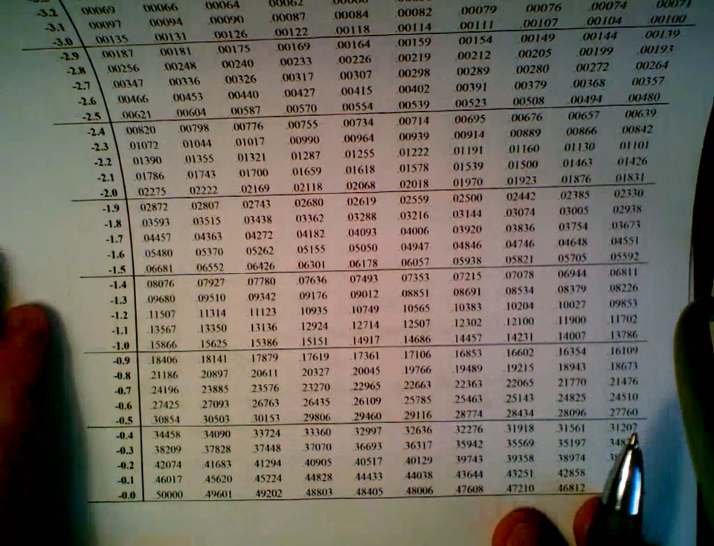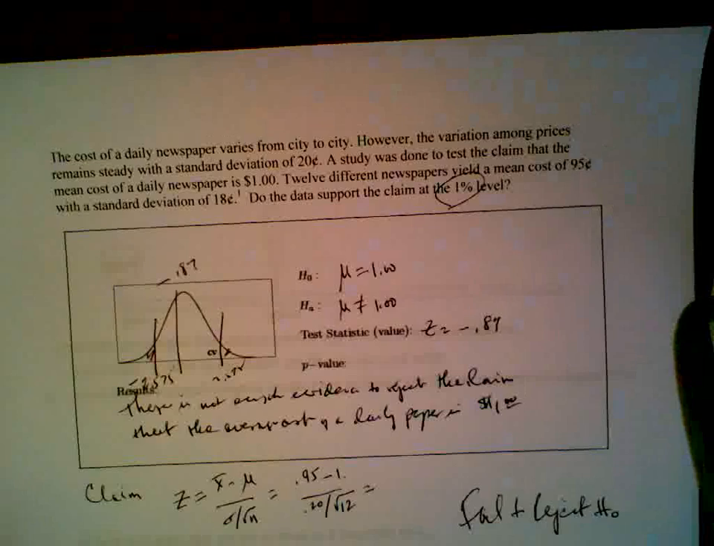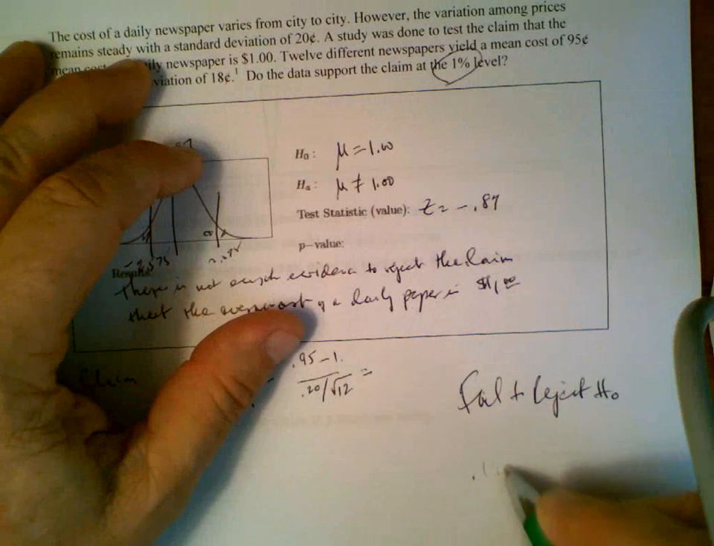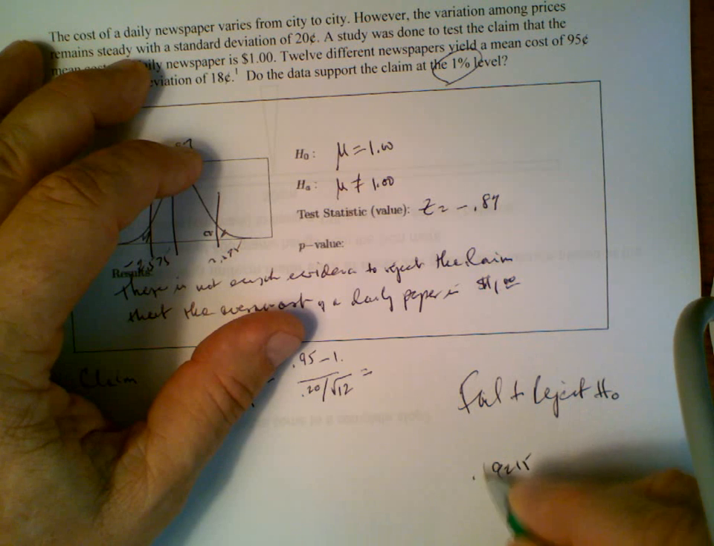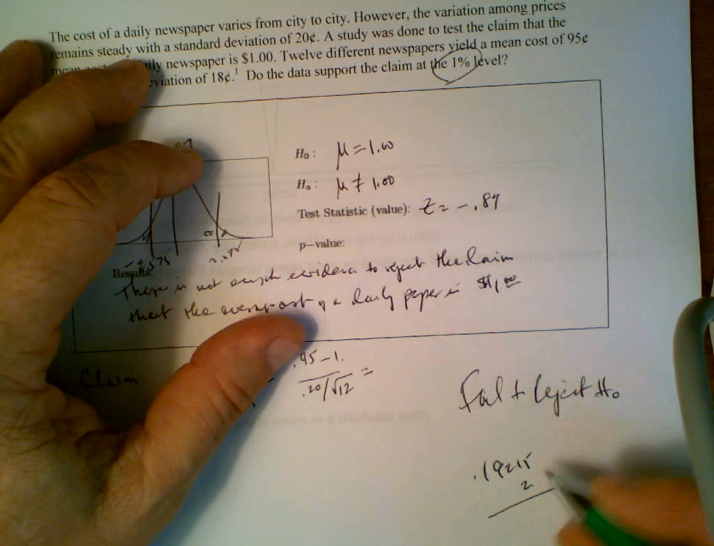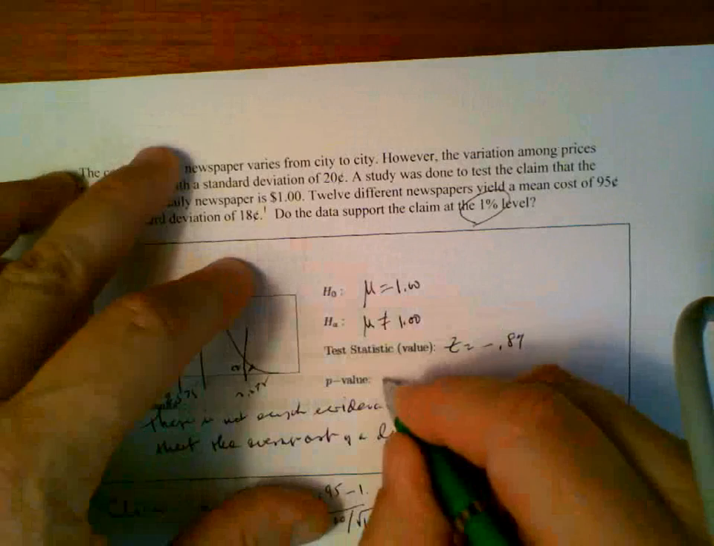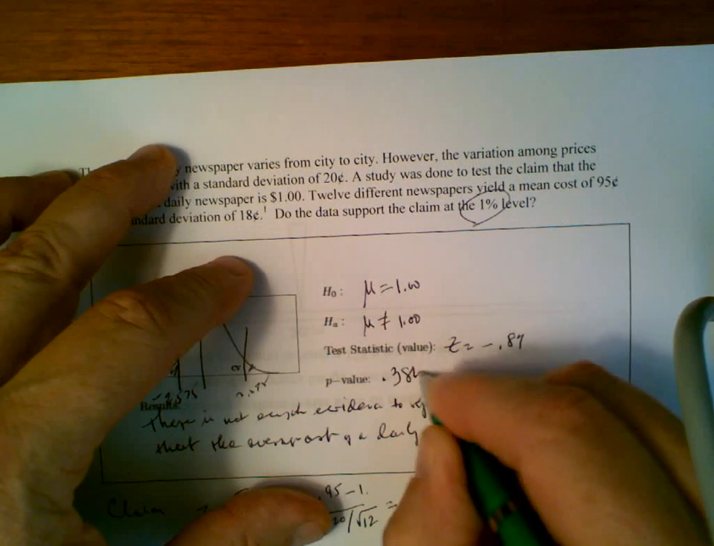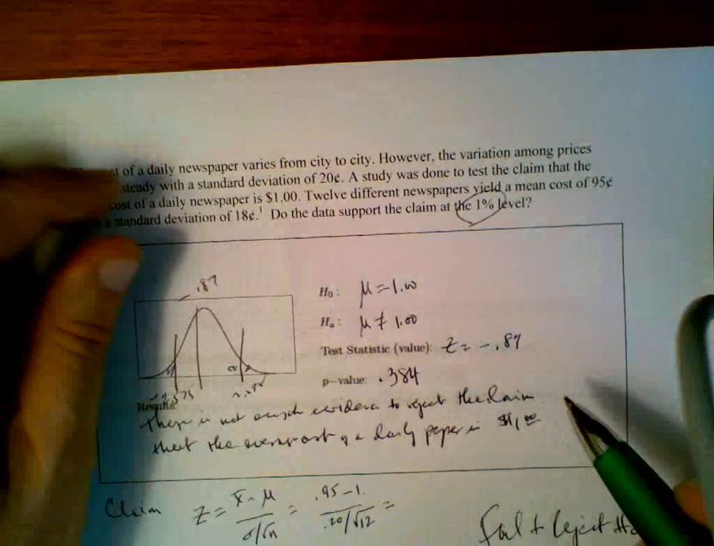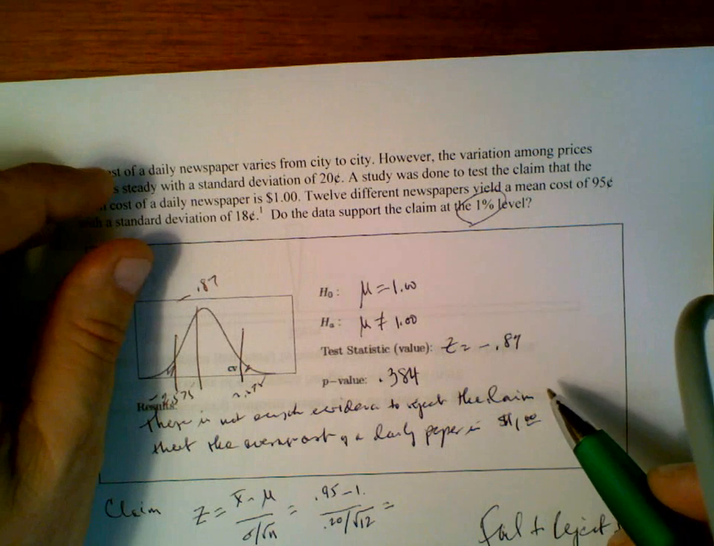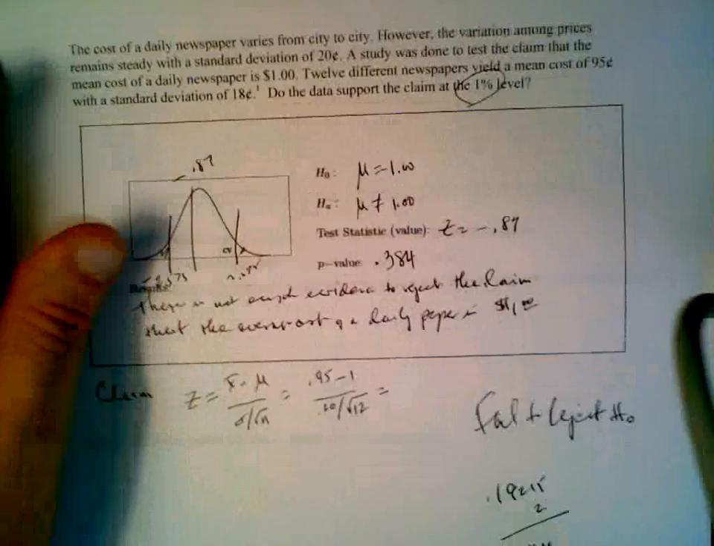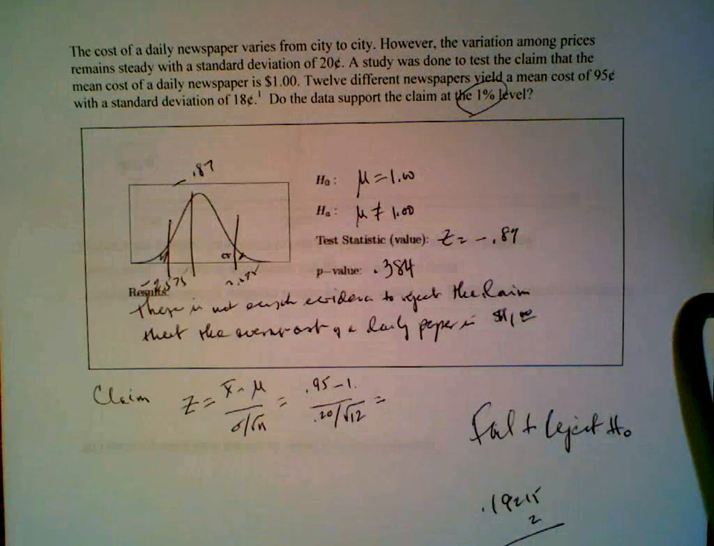However, in this particular case, we have a two-tailed test. So what we have to do is double that. I'll pick it up here. 0.19215 times 2. Well, it's going to be about 38.4%, or I'll just put in here 0.384. And it's greater than 0.01. That is consistent with our results. Okay, let's do it on the calculator.